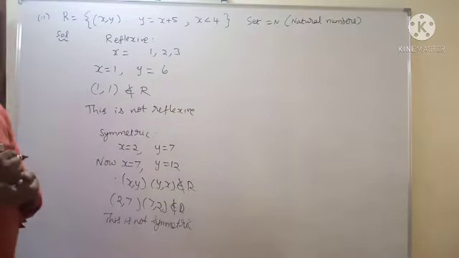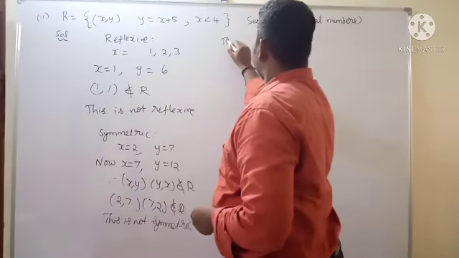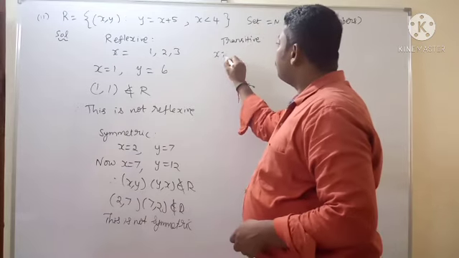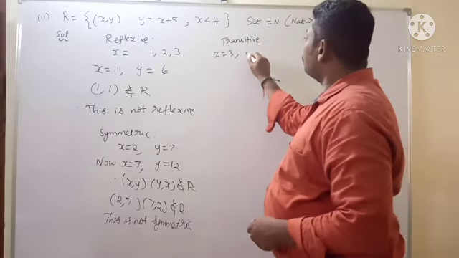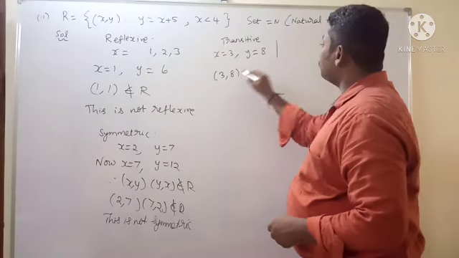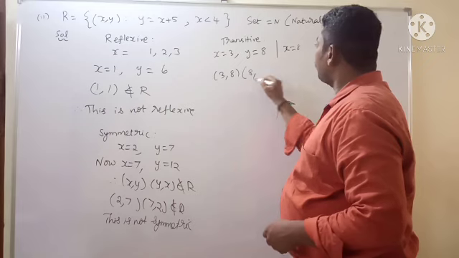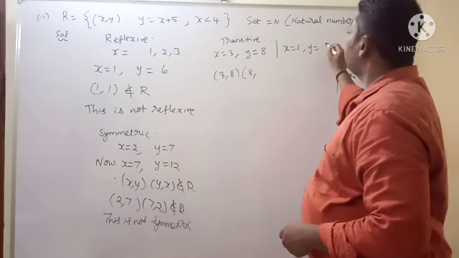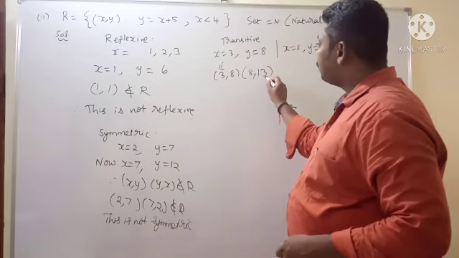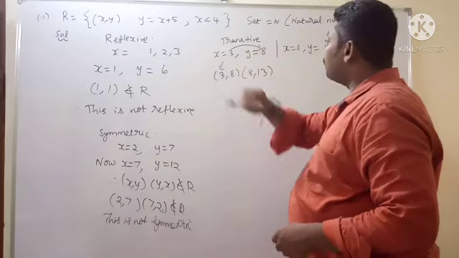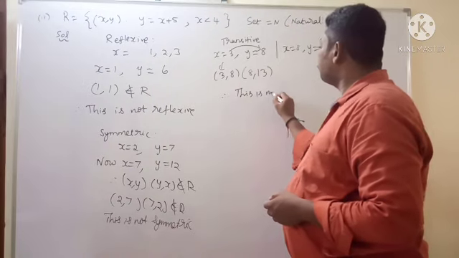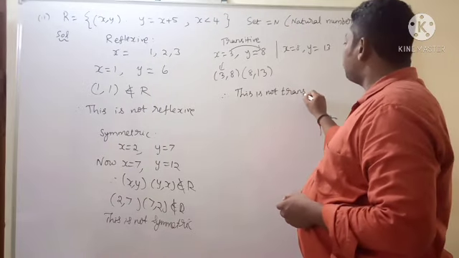Now we check for transitive. We will take x equal to 3. For x equal to 3, y is 8, so (3, 8). Then for x equal to 8, y is equal to 13, right? Then for x equal to 3, we should get 13, right? But for x equal to 3, y equal to 8. Therefore, this is not transitive.